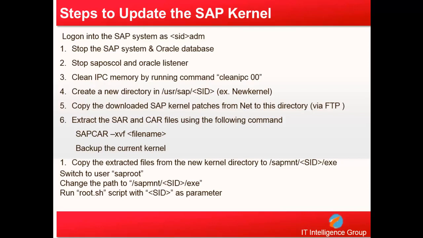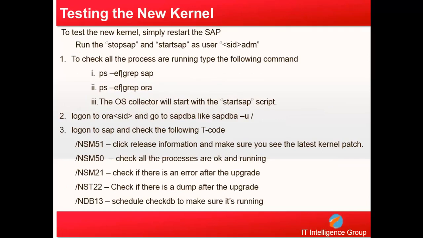Okay, now create a new directory, for example new kernel, copy the downloaded kernels there and extract these files. After that you can switch to the new kernel and run the command root.sh, which will make sure that all the permissions are set correctly. Okay, that was on how we can apply or upgrade the kernel.